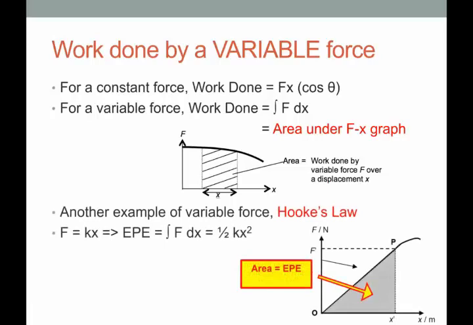One example of a variable force is Hooke's law. It is the force on a spring versus the extension. Hooke's law states that F is equal to kx, where k is the spring constant. The elastic potential energy is the integral of F dx, which in this case will be just half kx squared, the area of the triangle.